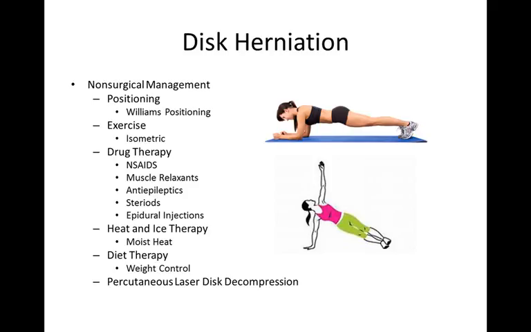Along with drug therapy, patients may also use heat or ice therapy. Most often it's a moist heat. What heat does is increase the blood flow to the affected area and promote healing of the injured nerves. Usually it's 20 to 30 minutes, at least 4 times a day, that is recommended for heat therapy.